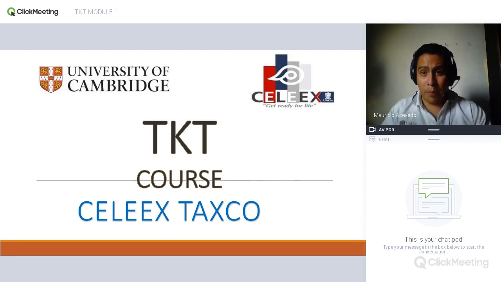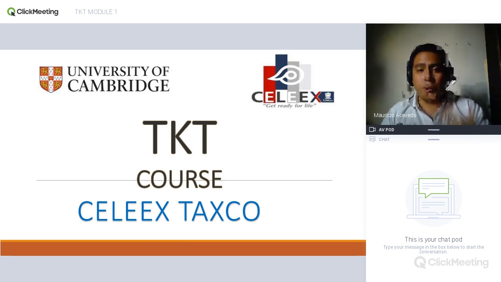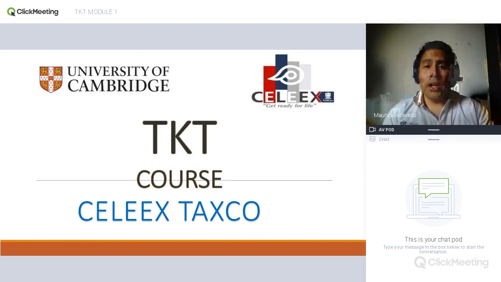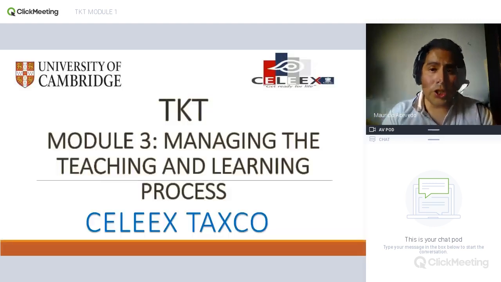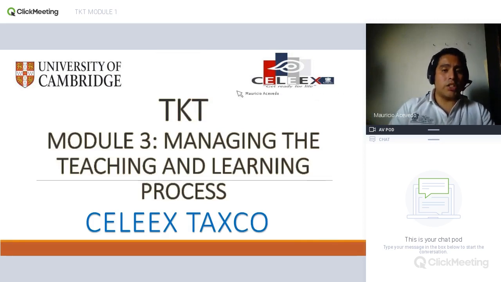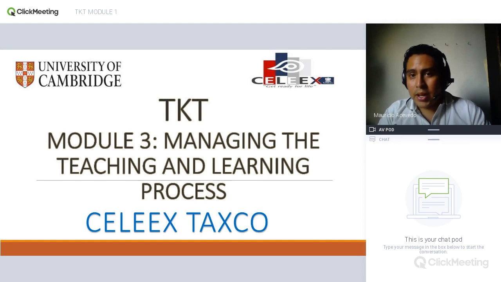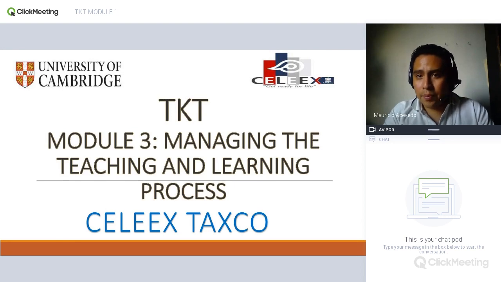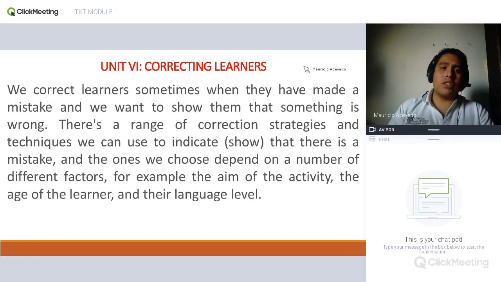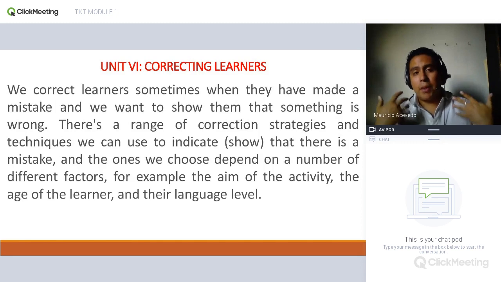I just want to remind you that there are 3 modules. Those are the basic ones: module 1, module 2, and module number 3. You have already practiced what you are expecting in each module. So in this case, we're going to continue with module number 3, which is called managing the teaching and learning process.